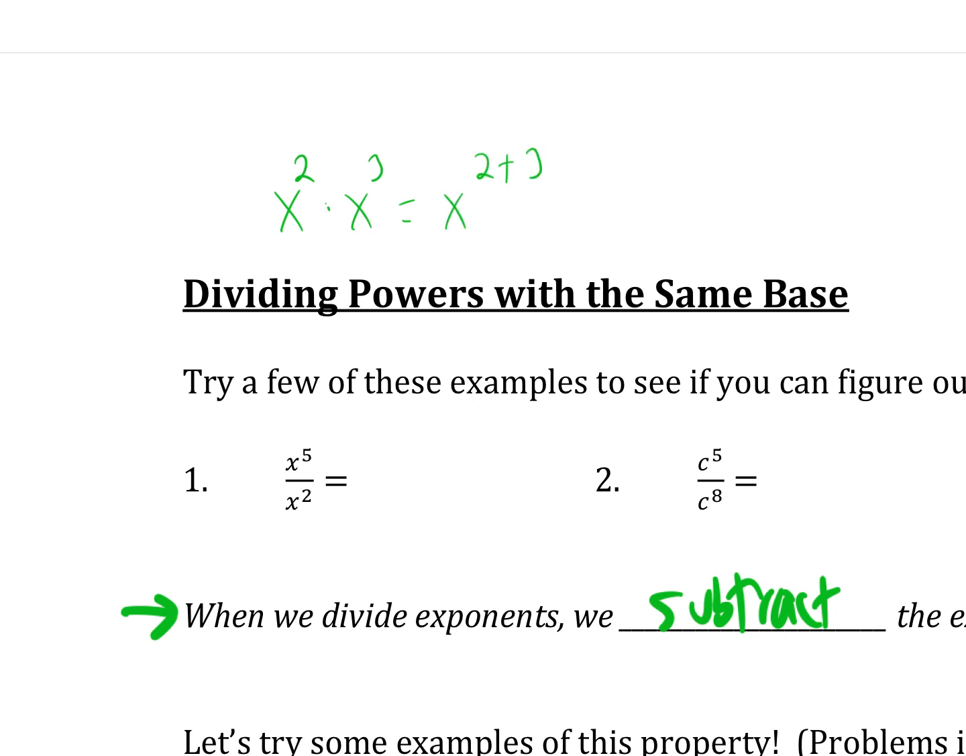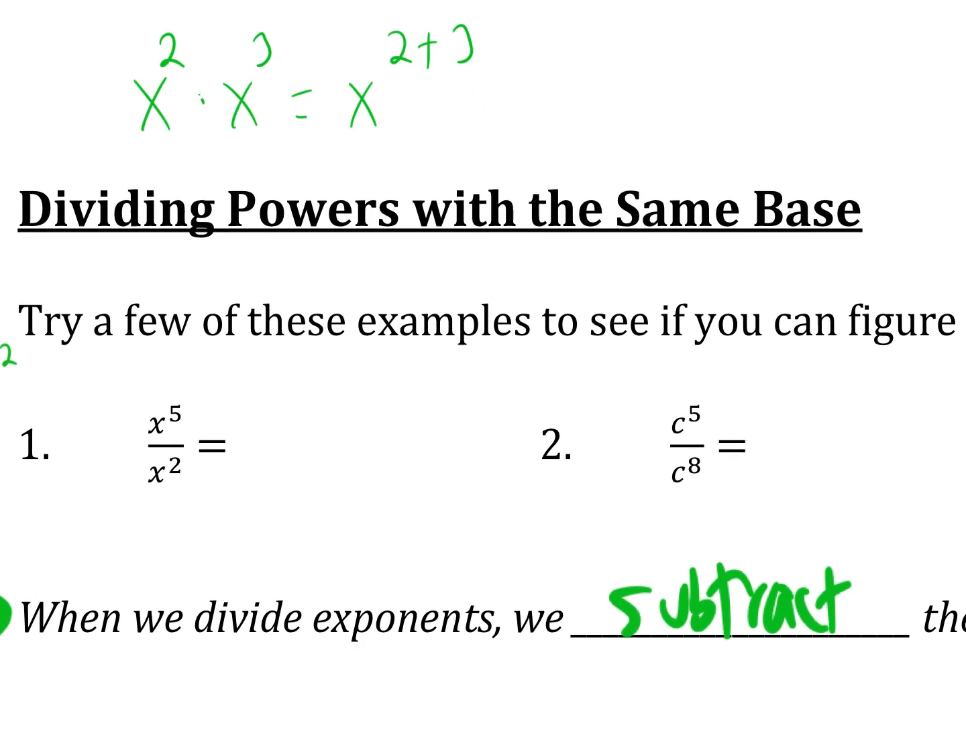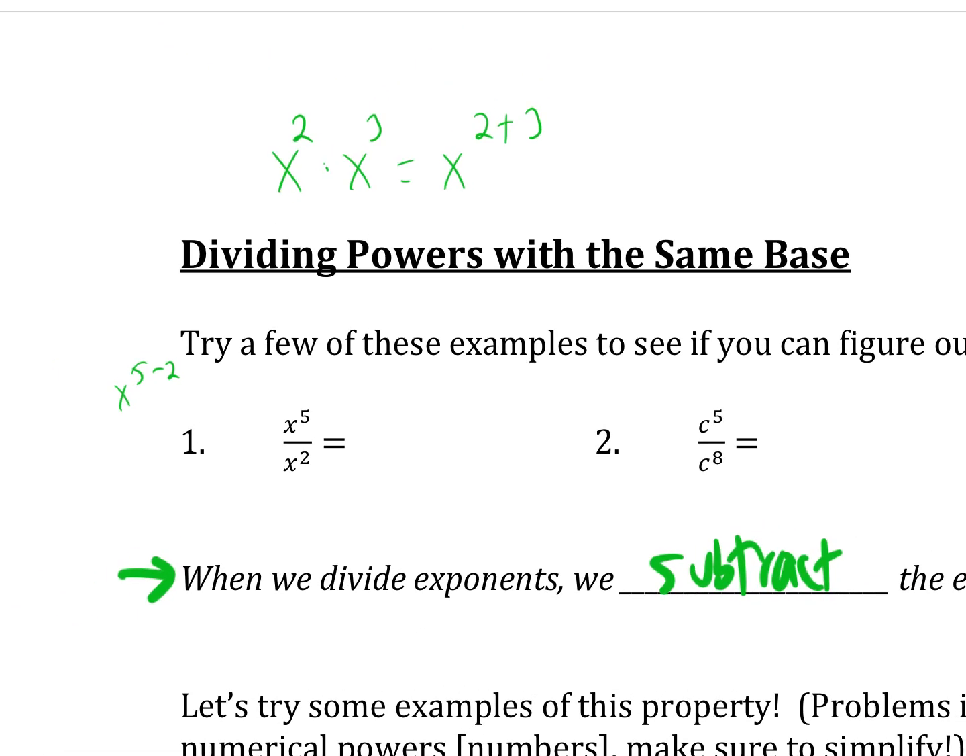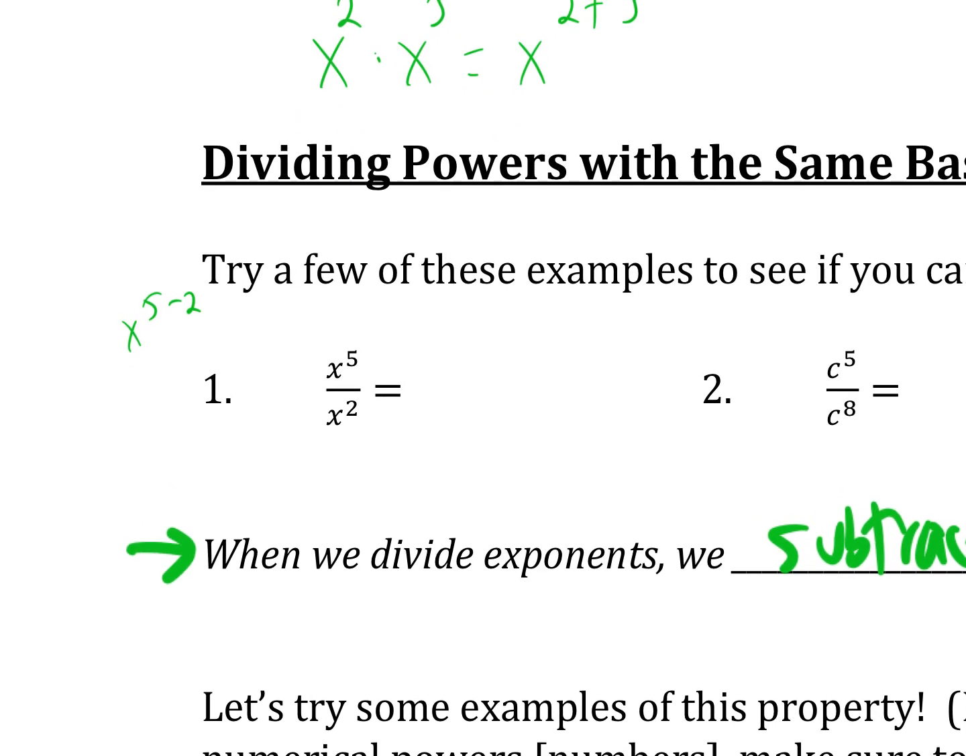For this one, I don't want to do 5 minus 2. I don't want to do x to the 5th minus 2. I want to just cancel stuff, and I'm going to show you kind of how I do this, okay? So I just want to cancel the smaller number. I always want to take the smaller number and subtract it from the bigger number.